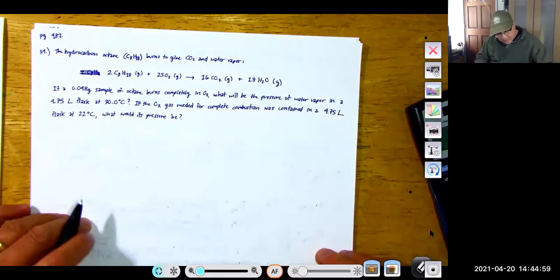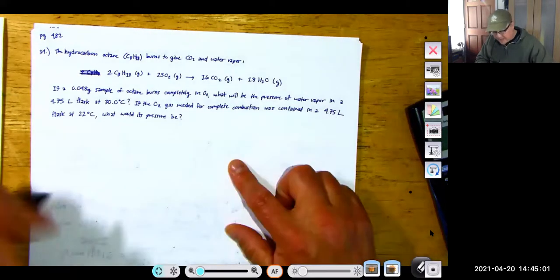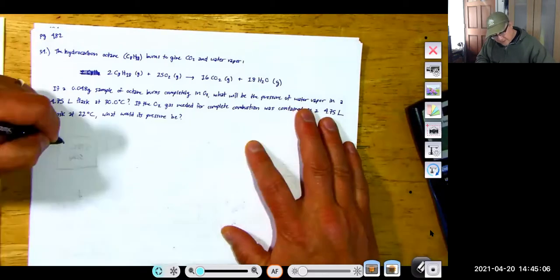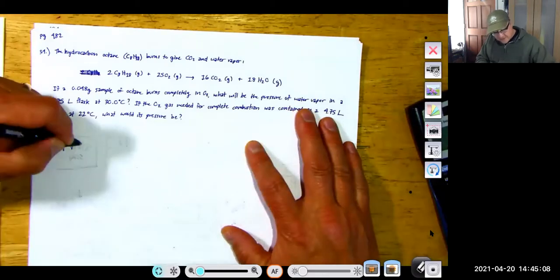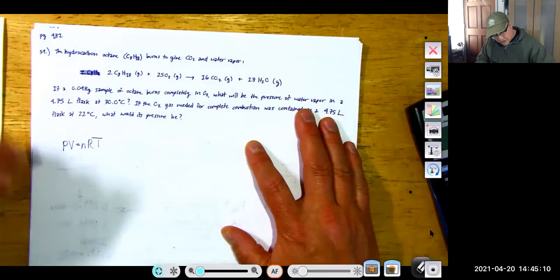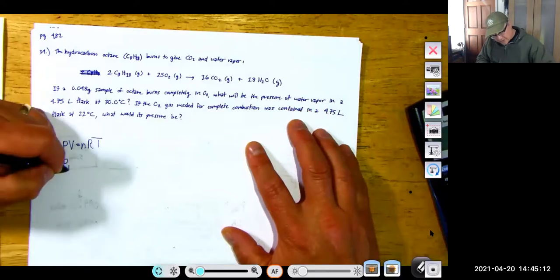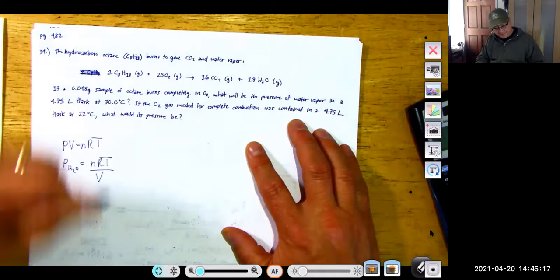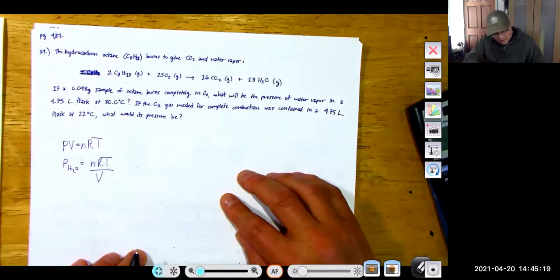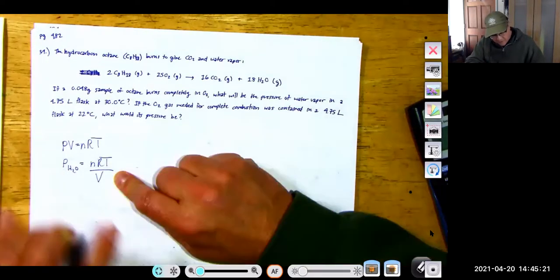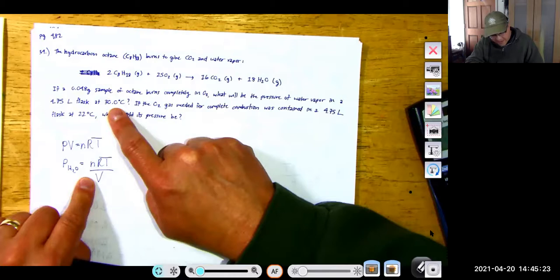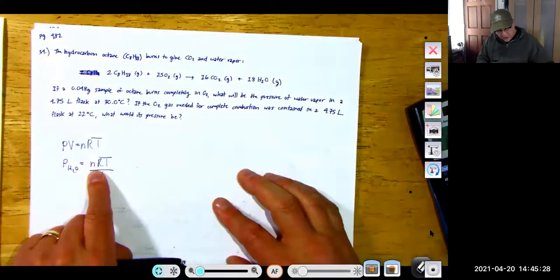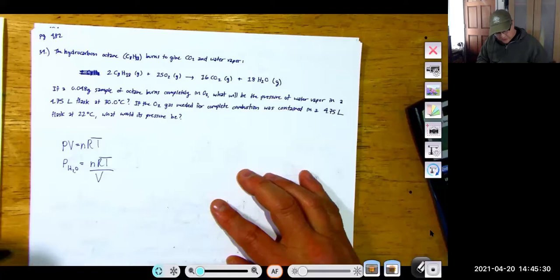So can you see here, we want to calculate the pressure of water. So we're going to use PV equals nRT. And so the pressure of the H2O gas is going to be nRT over V, right? We are given the temperature of the water vapor. We're given the volume of the flask. We know what R is, but we don't know how many moles. So how are we going to get the moles of H2O?